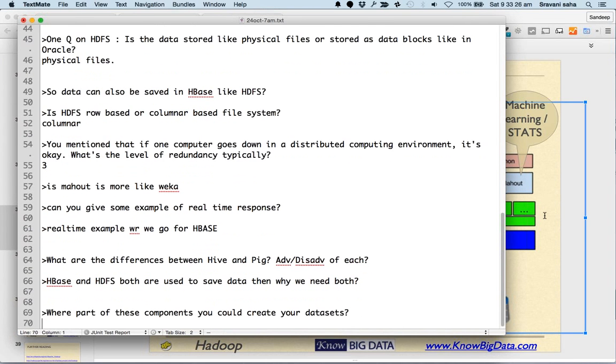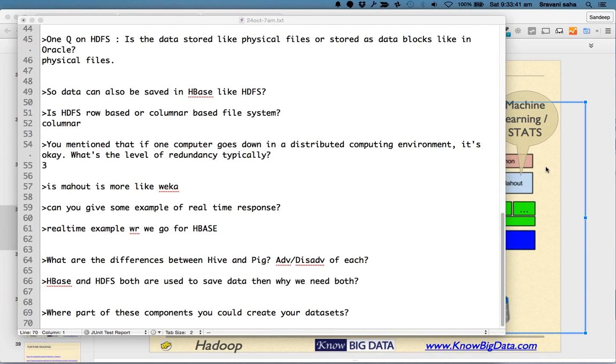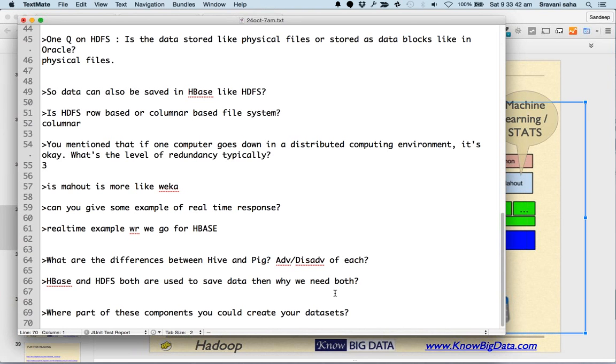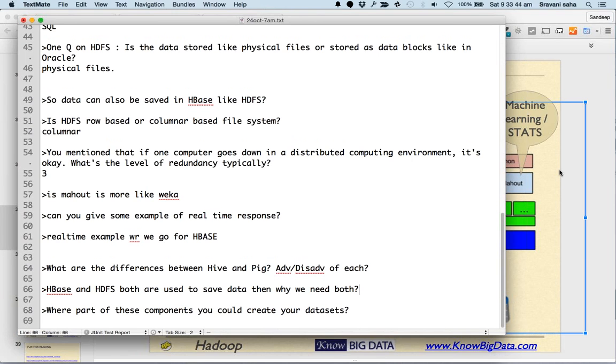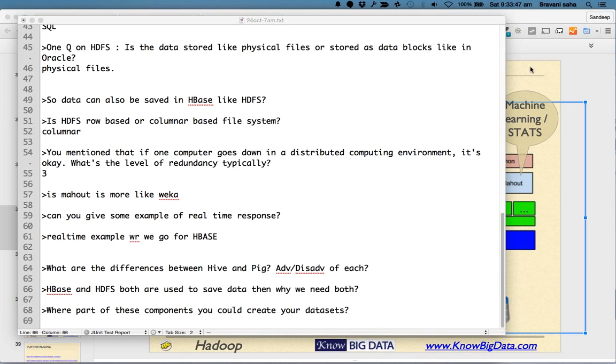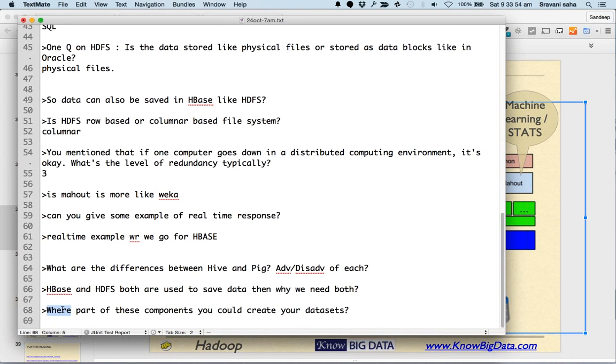All right, there's a question from Joanne. Which part of these components could you create your data set? I did not get your question, Joanne. Could you help me understand a little bit more? Probably you mean to say which part of these systems you could create a data set.